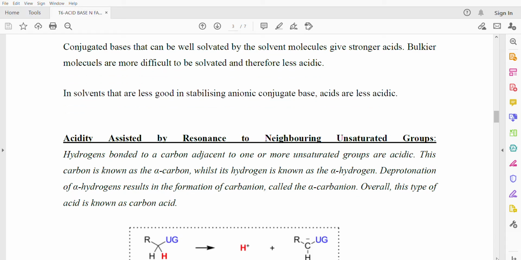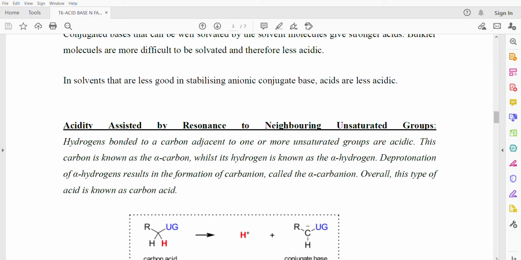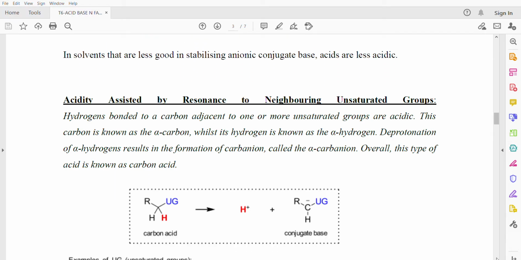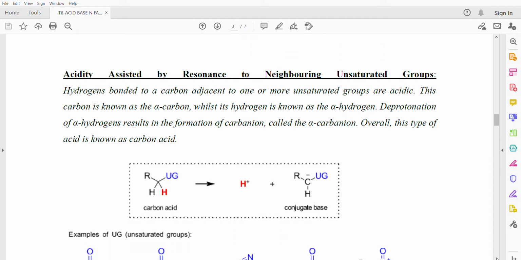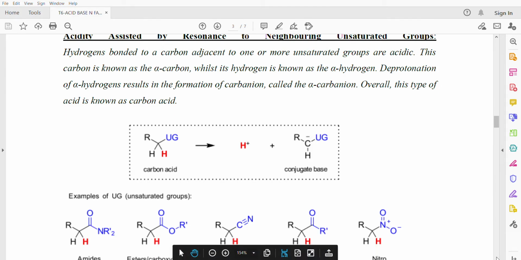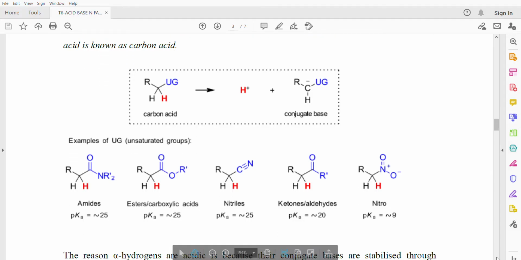Okay, now we will see how an unsaturated group, if present, assists acidity or basicity. This is any acid, a carbon acid. The proton is removed, the unsaturated group shown in blue is present, and after the removal of the proton there is a negative charge, the conjugate base.